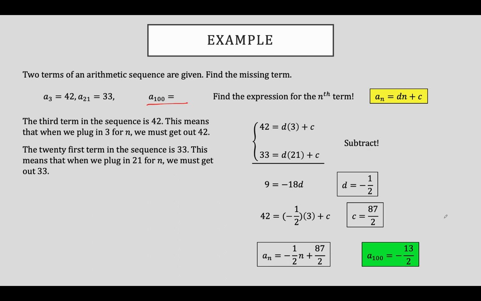All right, so there you have it. Arithmetic sequences, yes, they have a linear format. Make sure you are familiar with the standard form of an arithmetic sequence. A subscript n equals dn plus c.